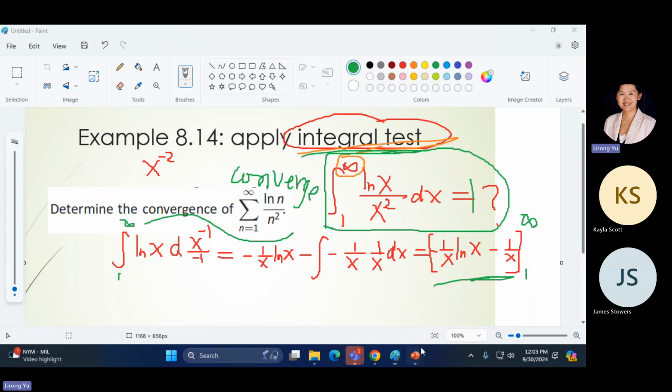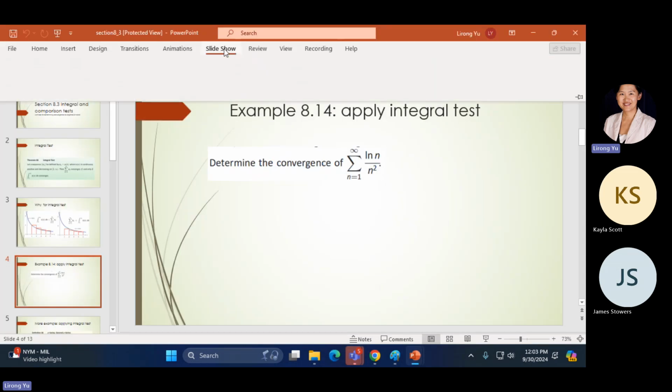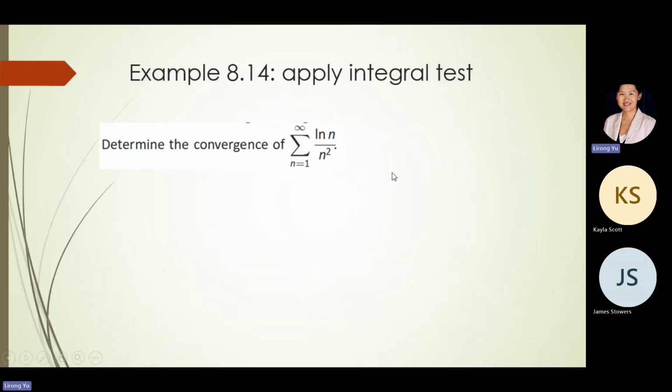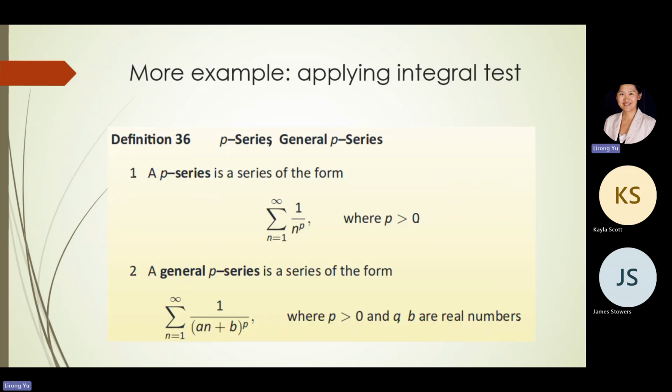Okay, so this is our first example. We will calculate the integral to determine if it's converged. We don't know that it's converged. I believe the summation should be smaller than that. All right, so anyway, applying the integral test, we can come up with a couple of patterns.